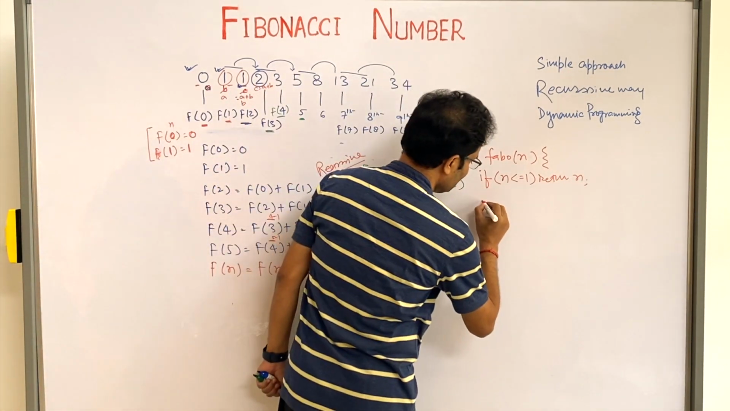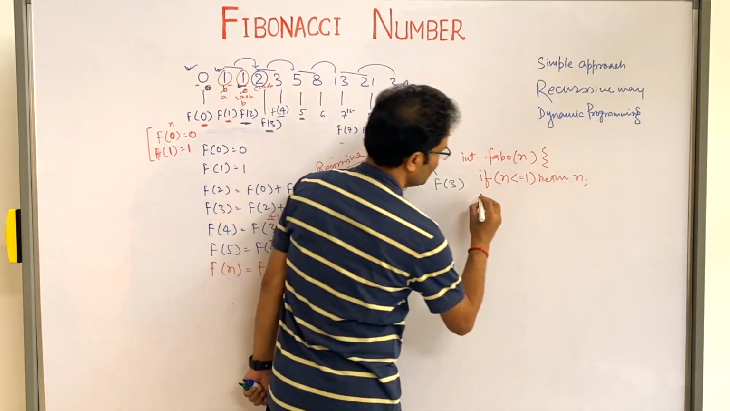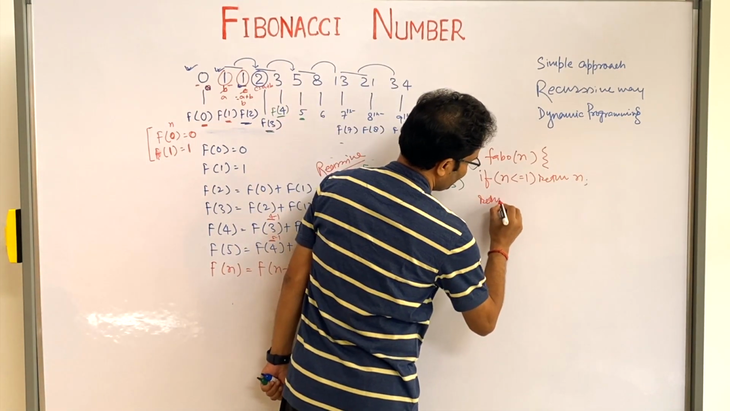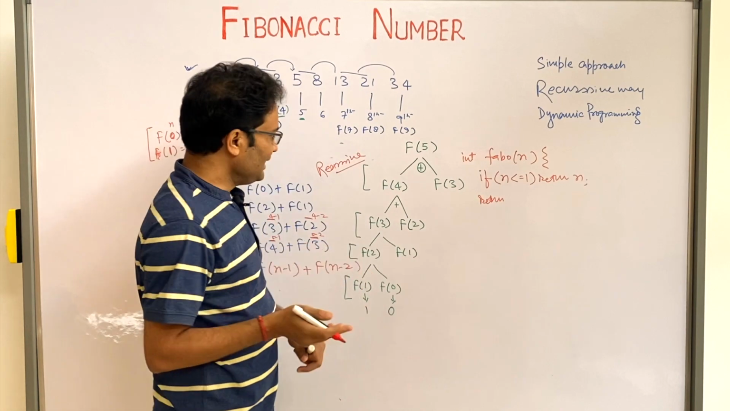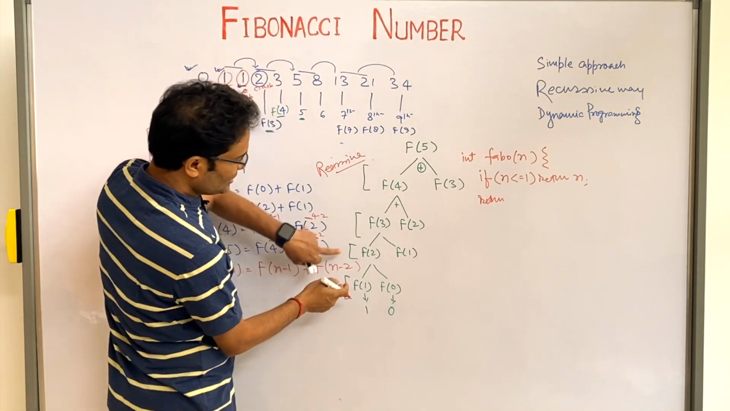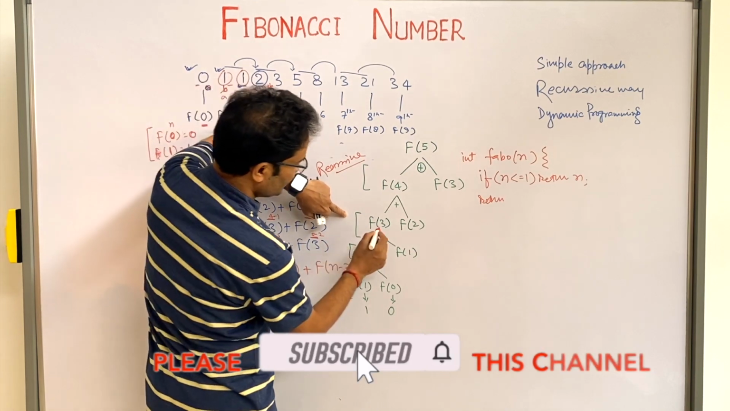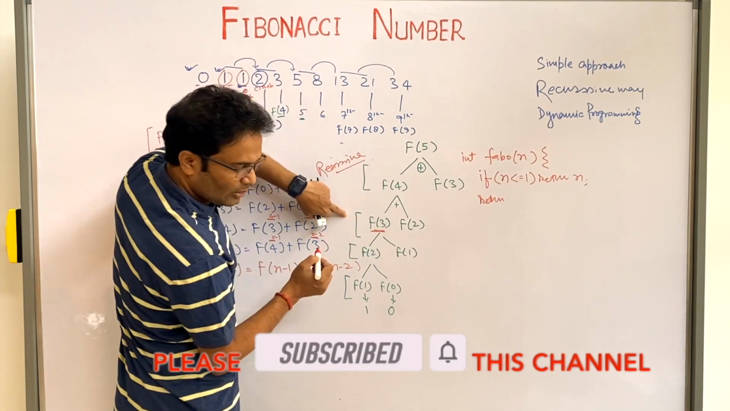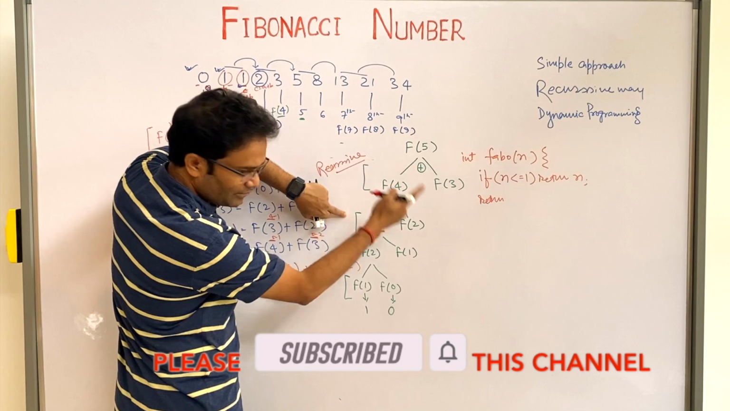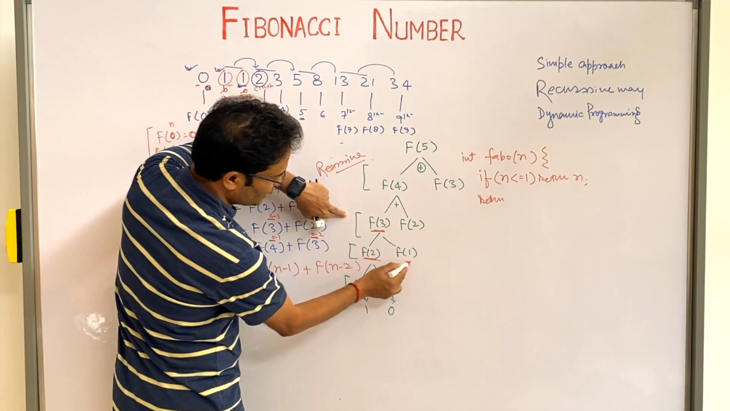But if that is not 0 or 1, then we have to call this method again. Suppose this is 3, so if you want to get 3, what we are doing is calling the same Fibonacci with these two numbers, right?